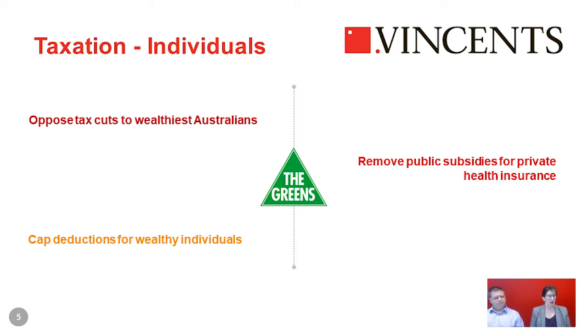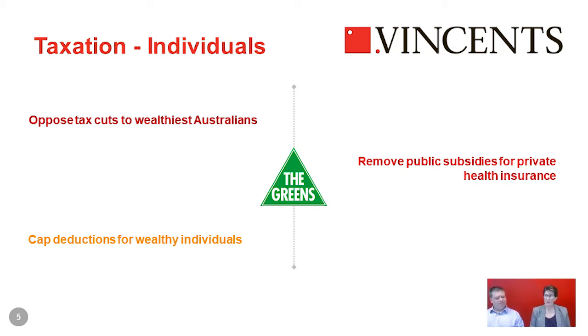The other item that's going to impact on individuals as far as the Greens are concerned is that they would like to remove the public subsidies for private health insurance. So as we know, there are private health insurance rebates that are provided to individuals and families to help deal with the cost of private health. And what essentially they want to do is remove those rebates and redirect those funds to the health system itself. It sounds very noble at a high level, but the practicalities may be a little bit more challenging.